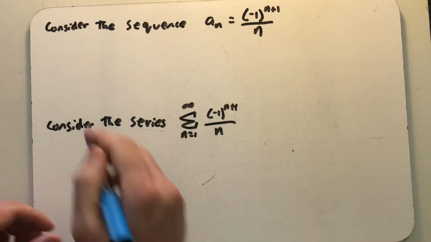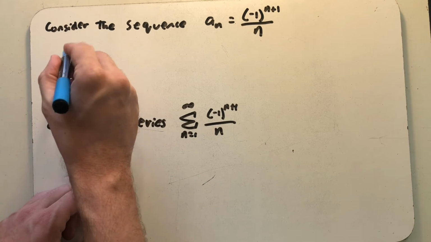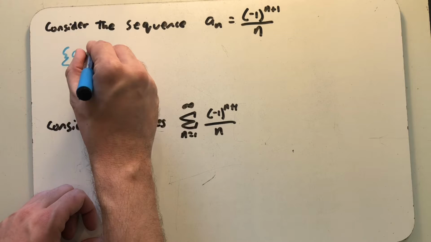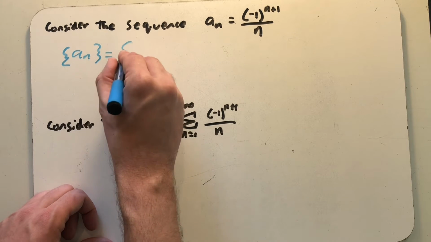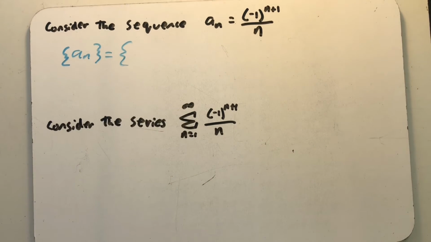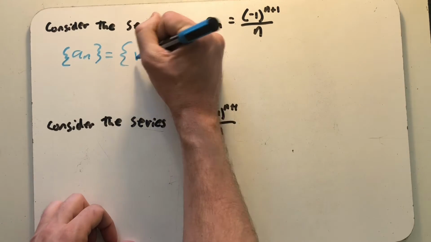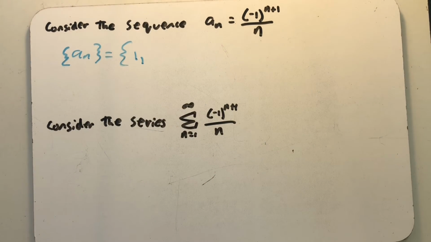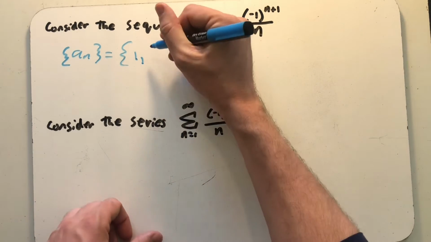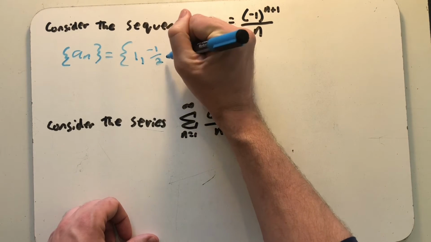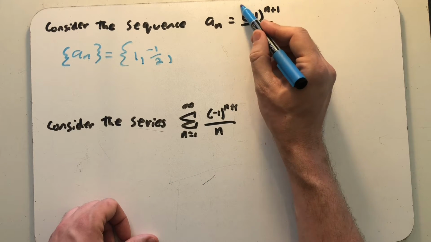A sequence is a list of numbers. So this list of numbers is just generated by that nth term formula. So let's plug in a 1. When I plug in a 1 on top, I'll get minus 1 to the second, which is just 1 over 1. We'll get out a 1. Next up, we'll plug in a 2, and on top I'll get a minus 1, and on the bottom I'll get that number 2.